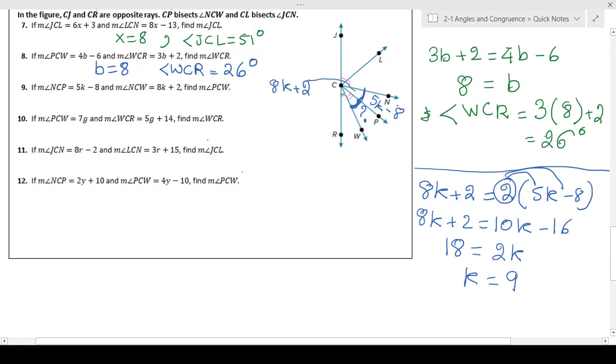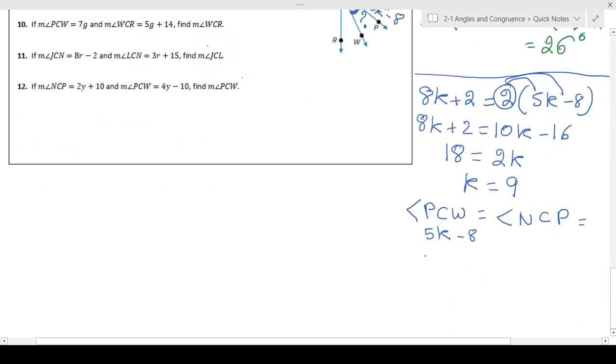And he wants angle PCW, which is equal to angle NCP, 5k minus 8. We can substitute the k in it to be 5 multiplied by 9 minus 8, which is equal to, all of this can be done by the calculator, which is equal to 37.